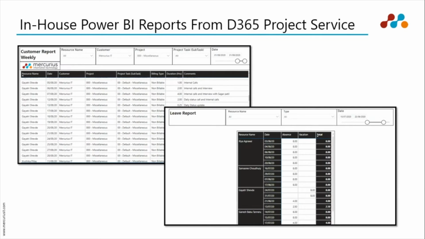Now, for this particular report that Mercurius has built, we've connected to Dynamics 365 Project Service Automation. So here we can see all the employee timesheets, and the management or the high authority can filter these timesheets by resource name, by customer, by project task, date, and we can add as many filters as we want, and you can see the data. So the data is interactive, which I'll be showing to you later in the presentation.